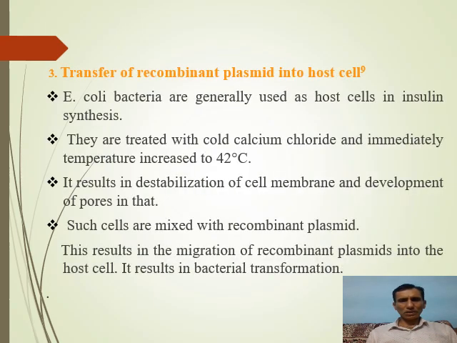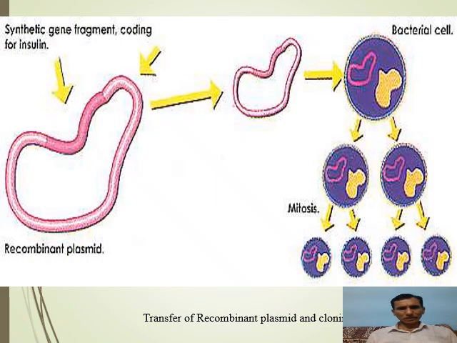Third step is transfer of the recombinant plasmid into the host cell. E. coli bacteria are generally used as host cells in insulin synthesis. They are treated with cold calcium chloride and the temperature is immediately increased to 42 degrees Celsius, resulting in destabilization of the cell membrane and development of pores in it. Such cells are mixed with recombinant plasmid, resulting in the migration of recombinant plasmid into the host cell, which results in bacterial transformation. This is the image of transfer of recombinant plasmid and of cloning.